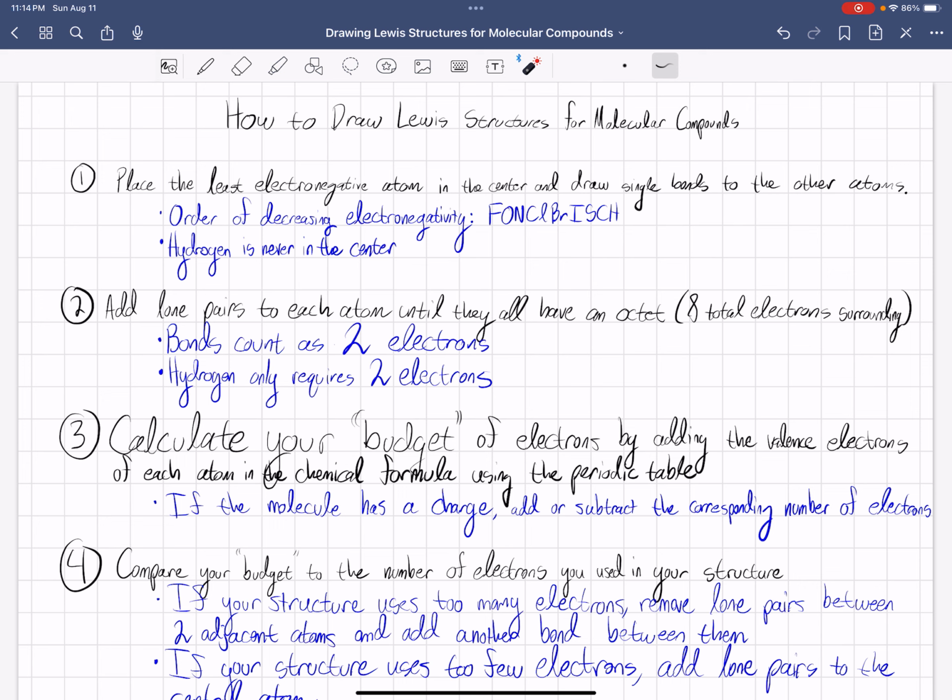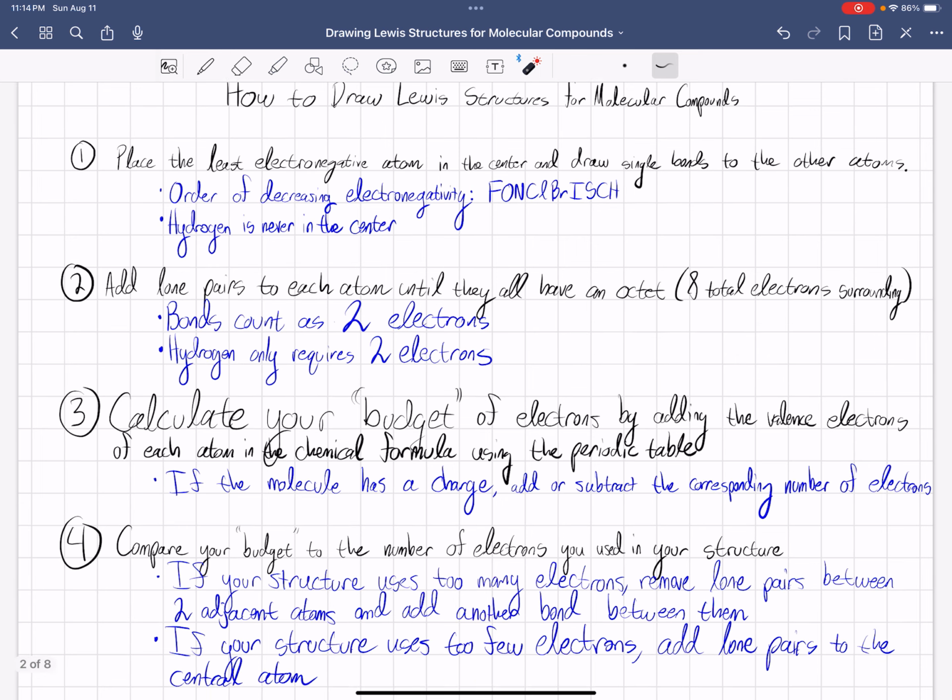The next thing you'll do is take that structure that you drew and add lone pairs to all of the atoms until they all have an octet, or 8 total electrons surrounding them. Again, hydrogen is an exception. It only requires 2 electrons. Now, when you're counting how many electrons you have around an atom, of course, all of the lone pairs will count as 2, but bonds also count as 2 electrons.